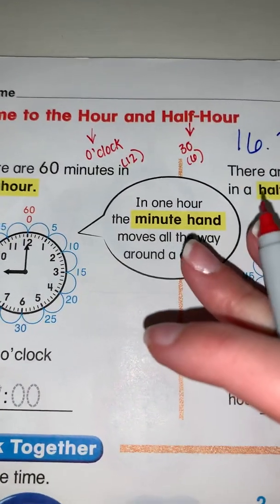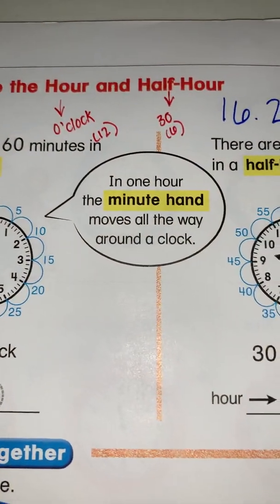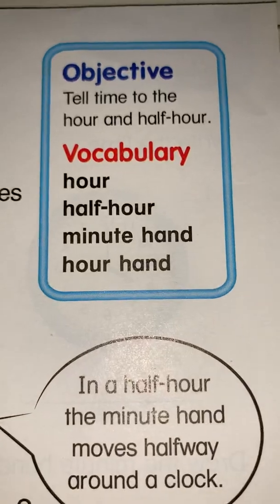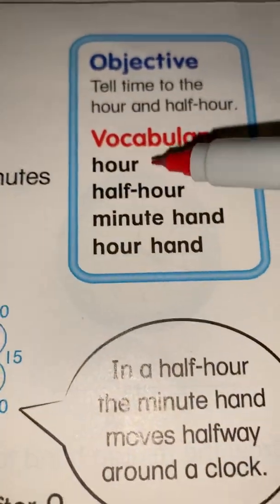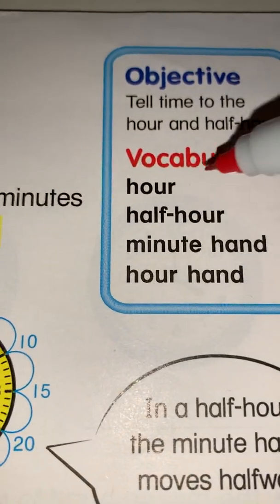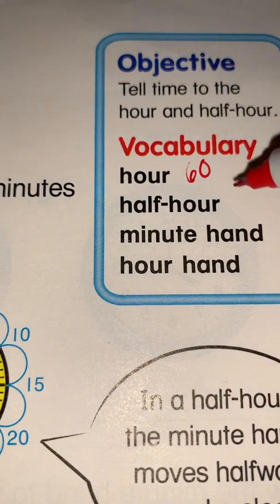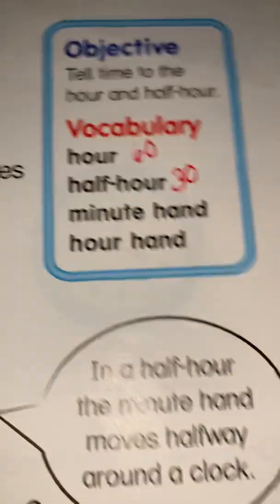But we'll get into that more. Just going to make those notes. You may want to make those on your paper or you may remember them. Either way is fine. Our goal: tell time to the hour and half hour. So, words we need to know. Hour, we know that that's 60 minutes, right? There's 60 minutes in 1 hour. In a half hour, there's 30 minutes.